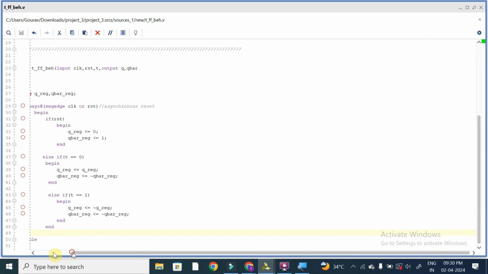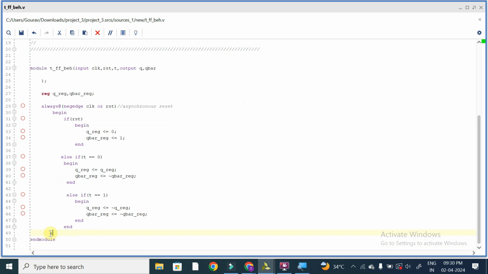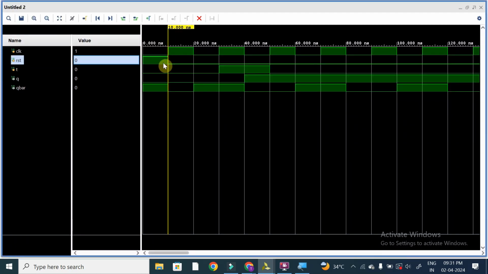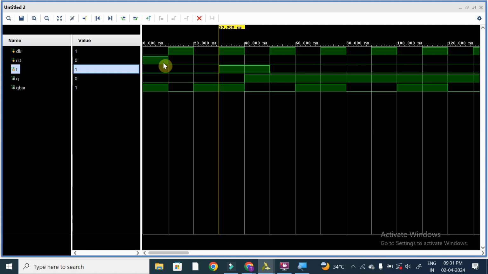Okay, I haven't given it. Within an assign statement I should drive my outputs also. I forgot it. So assign q is equal to q_reg, and assign q_bar is equal to q_bar_reg. Let me relaunch the simulation. See here I am giving the reset input asynchronous to clock. So I'm giving the reset signal, so my output is getting 0, and I'm driving my t input at positive edge of the clock, and my output is getting toggled at negative edge of the clock.